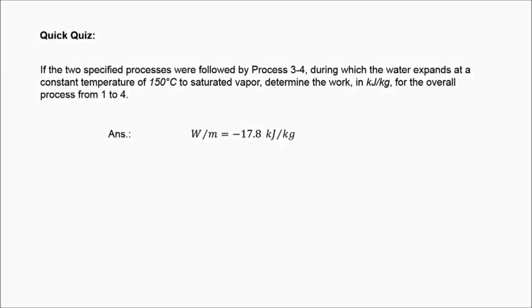The answer is W over m is equal to minus 17.8 kilojoules per kilogram. Hopefully, this matches what you have obtained, and congratulations. If not, you may want to review the various steps in the video and recalculate the answer. If you still do not get the correct answer, here are a few hints on what you need to do.